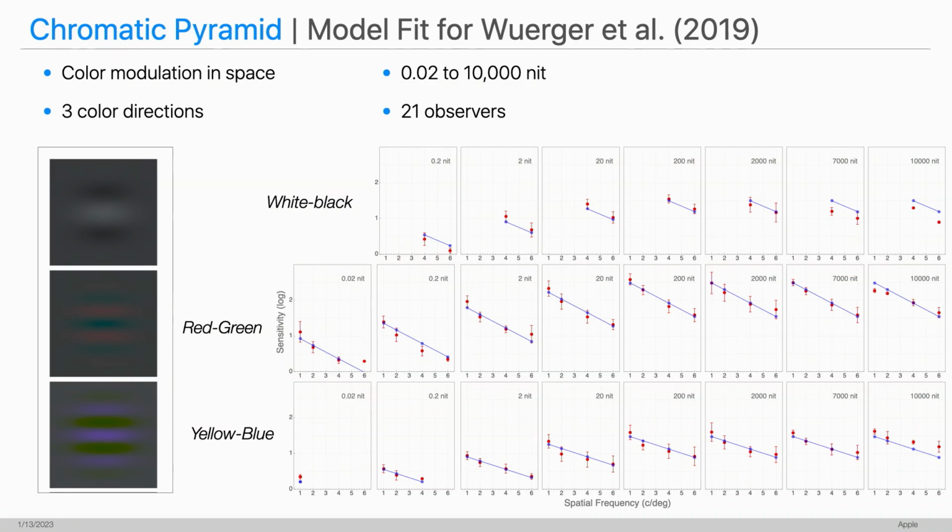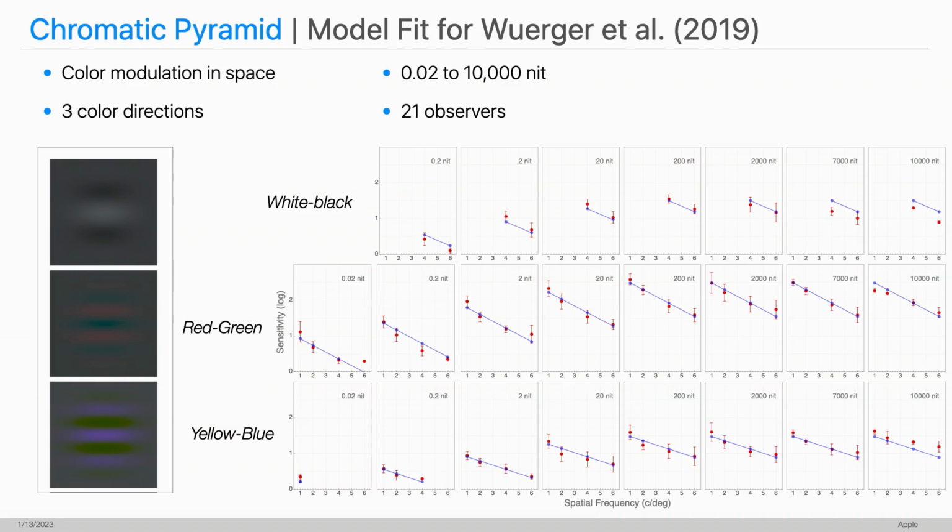In these panels, the horizontal arrangement of the panels is the adapting luminance, and the 3 rows are for the different color directions of modulation. The red points are the data, and the blue points are the fit of the pyramid of visibility to those data. And I hope you'll agree that the fit is pretty darn good. One important thing to realize when looking at curves like this is that there are very few parameters that are all being jointly fit to all these data. We're not separately fitting the data to each one of these panels. It's all being fit together.